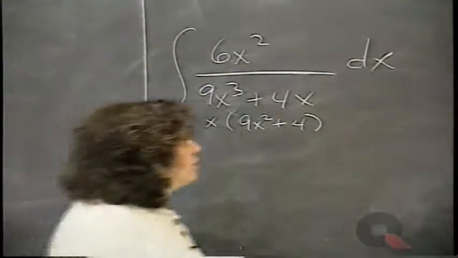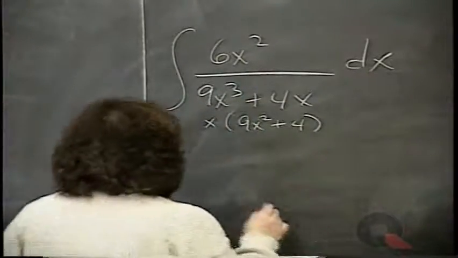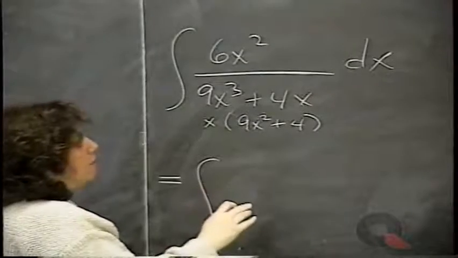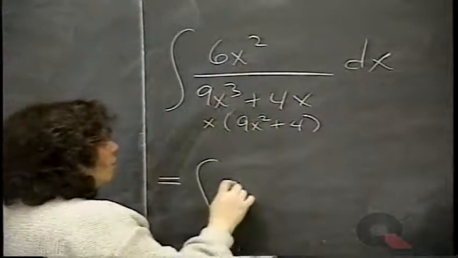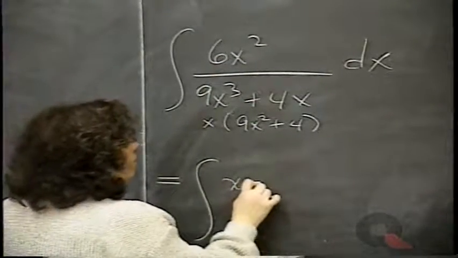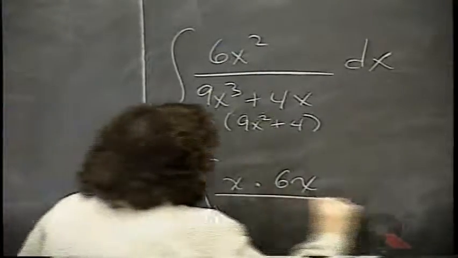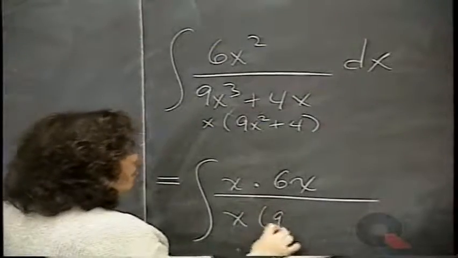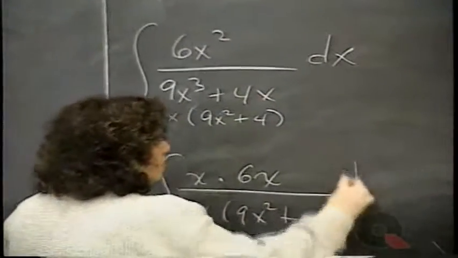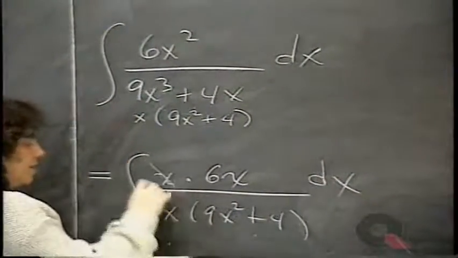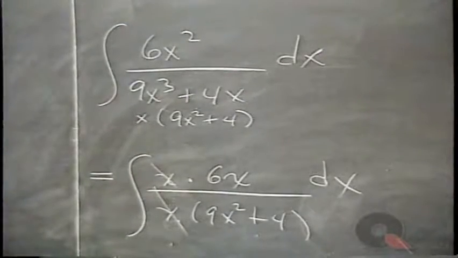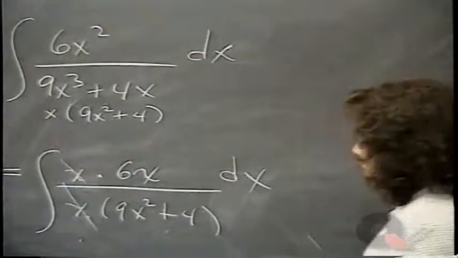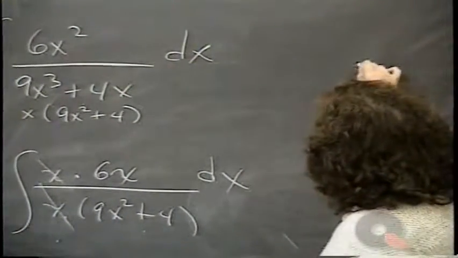However, you should always look to see if the problem can be simplified. And of course, this problem can be simplified. We can cancel an x top and bottom. In other words, this is 6x squared, which is x times 6x, over 9x cubed plus 4x, which is x times 9x squared plus 4. And if you cancel the x's, divide top and bottom by x, this problem reduces to something that does not need partial fractions. This is just the integral.